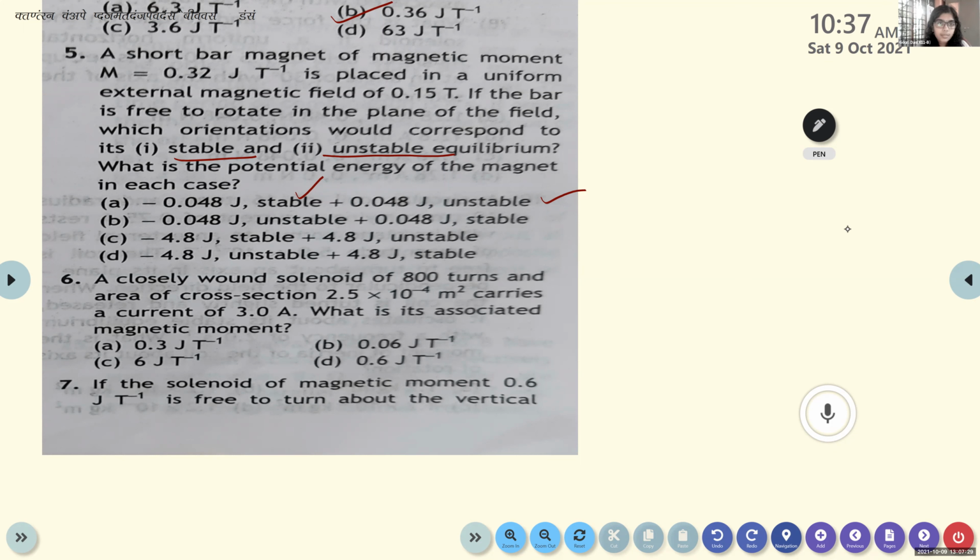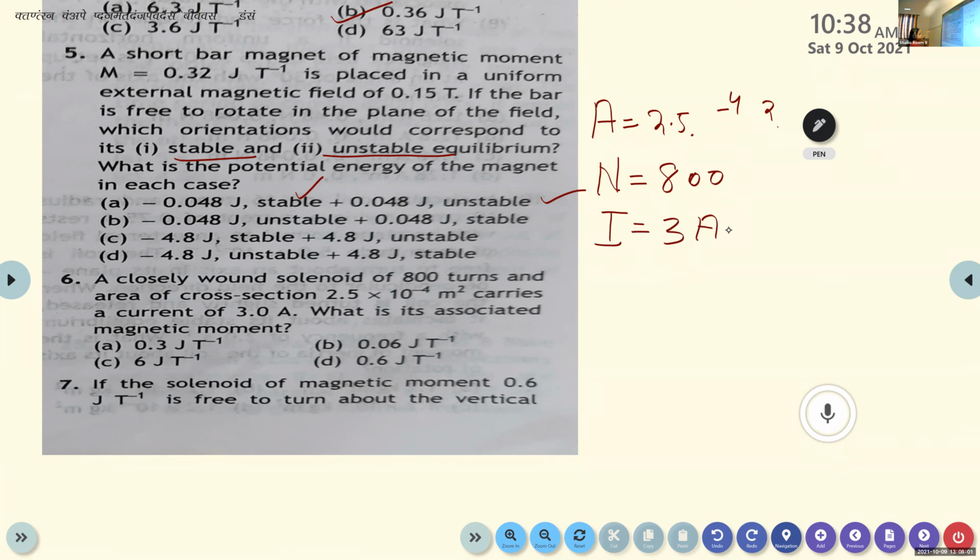Area is given. What about the area? 2.5 into 10 raised to minus 4 meter square. Okay, all right. Then number of turns, N is equal to 800. Okay, 800. Then current, current I is equal to 3 ampere. And our question, what we want to find here, is its associated magnetic moment.